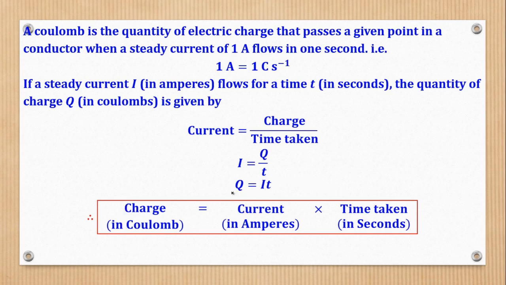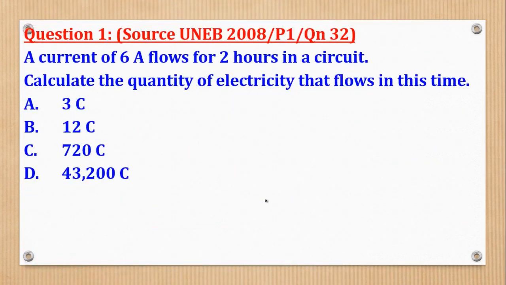We must begin with the SI units. The charge should be in coulombs, current in amperes, and time in seconds. Sometimes they can give you time in hours, so you have to convert it to seconds. With those terms and that formula for charge, we can go through these questions.